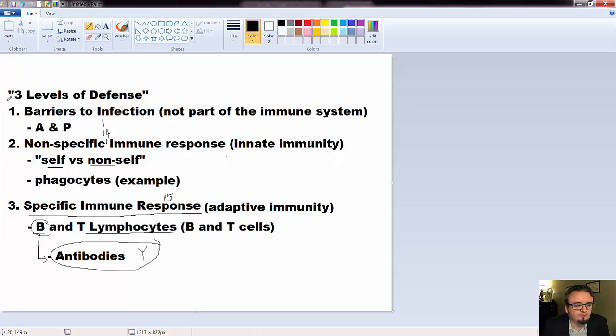So anyway, that's your three levels. I wanted to give you an overview here of what these look like. It starts with a barrier to infection, to try and keep things out. It gets into a non-specific response where the body's responding in very general terms, self versus non-self. And then anything that makes it past that will ultimately get into the third line, where we have specific cells that are going to trigger specific types of responses.